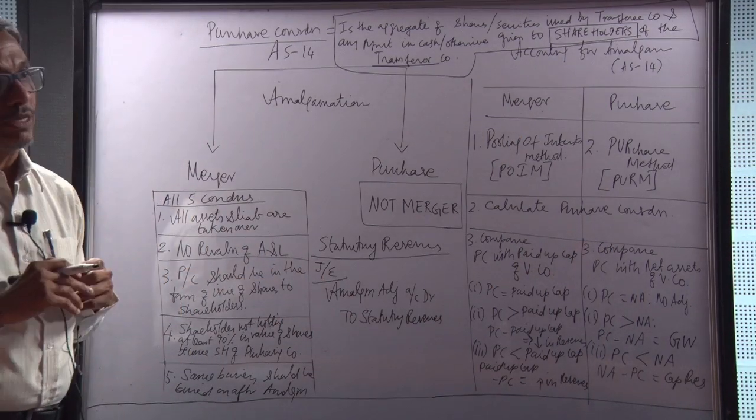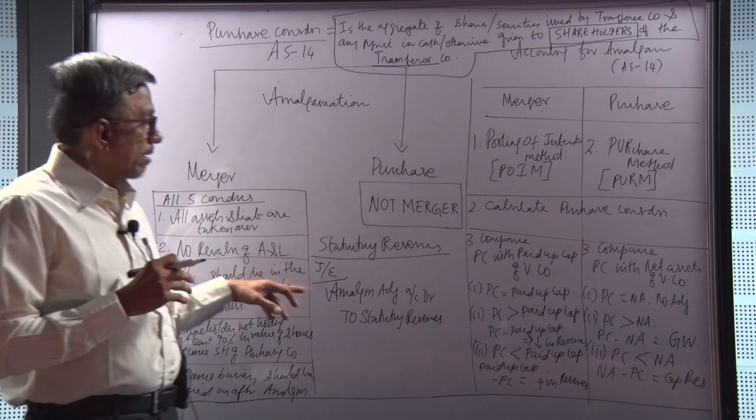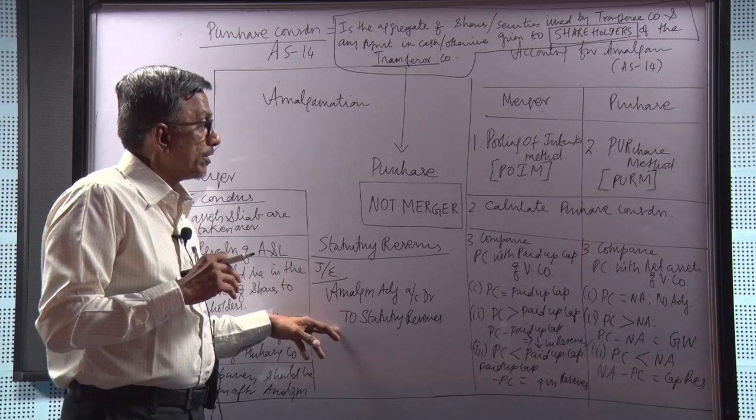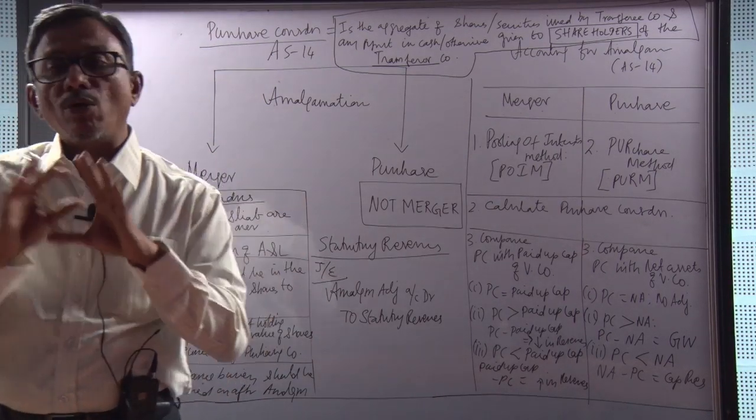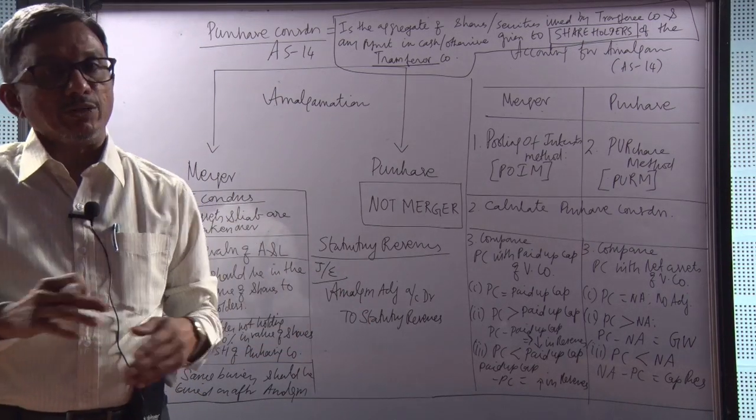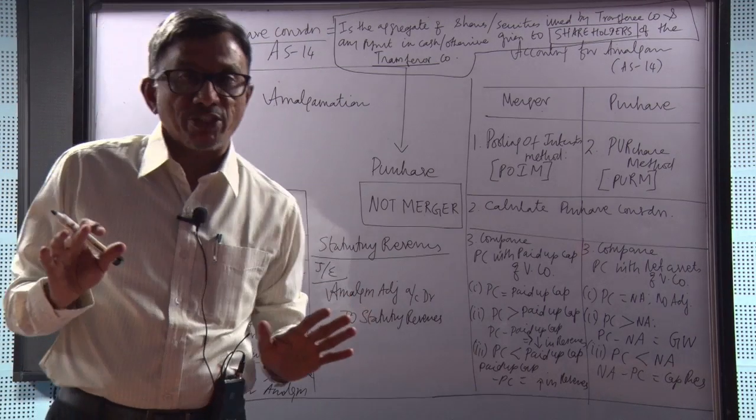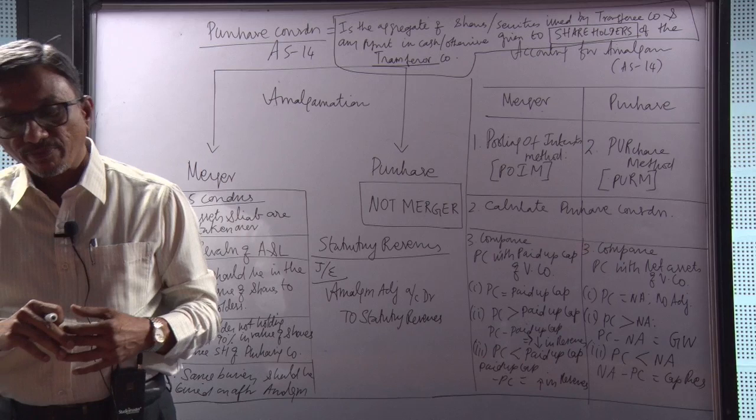Statute reserve should be brought in the books of the purchasing company by making an entry, amalgamation adjustment account debit to statute reserves. So if one is clear about all these ideas about AS14, then you can do any problem on amalgamation. Definitely you will score very good marks in the examination.